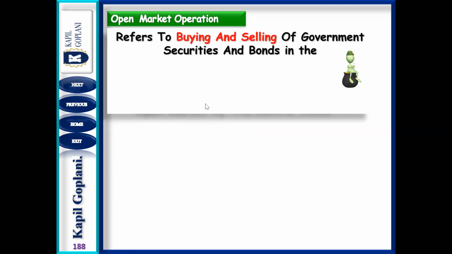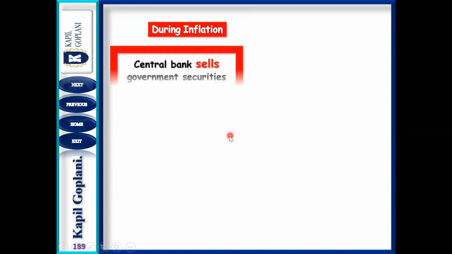Now, what are open market operations, students? Open market operation refers to buying and selling of government securities and bonds in the open market by the central bank. See, government securities are being held by RBI. RBI is dealing with the government securities. So, at the time of inflation, what will be the reaction?